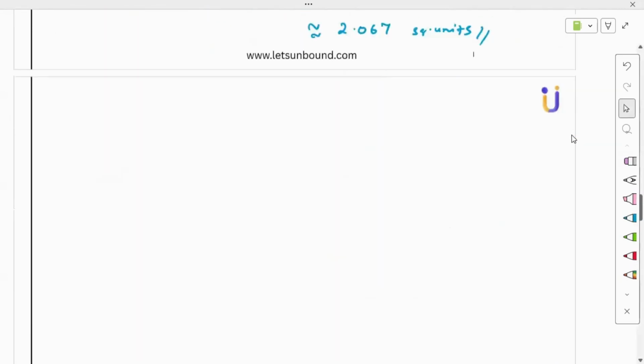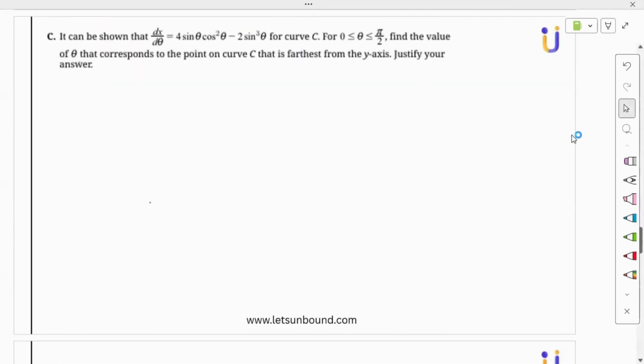Hope this is clear. Moving to part C. It can be shown that dx by d theta is 4 sine theta cos square theta minus 2 sine cube theta for curve C. For theta from 0 to pi by 2, find the value of theta that corresponds to the point on the curve C that is farthest from the y-axis.